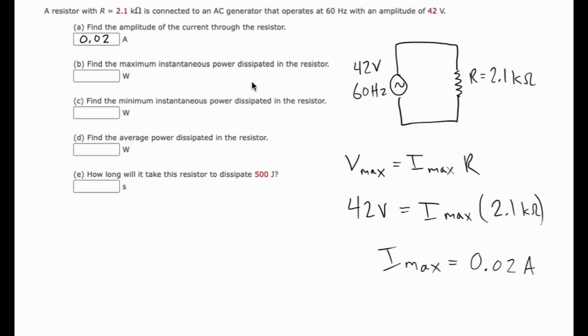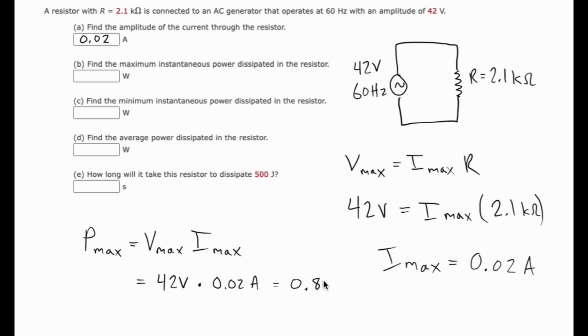We want the maximum instantaneous power. So let's do P max will be V max times I max. Alright, that'll be 42 volts times 0.02 amps. I get 0.84. So that's going to go here.